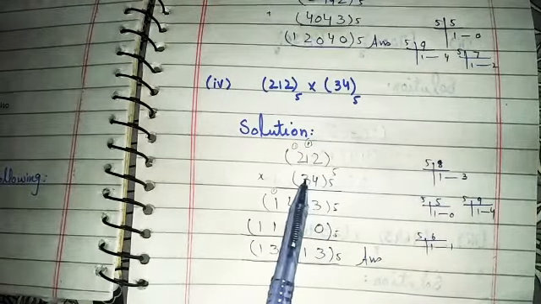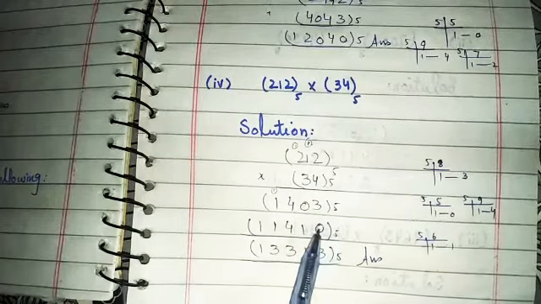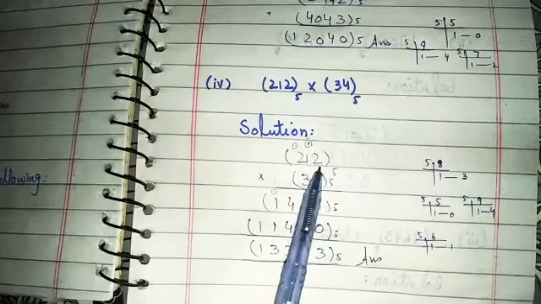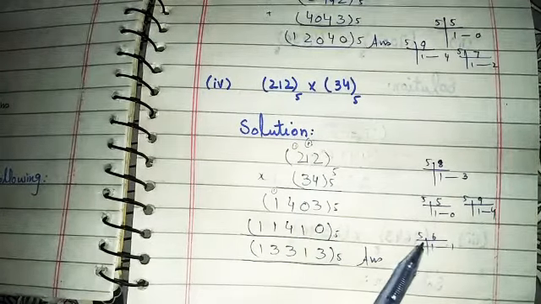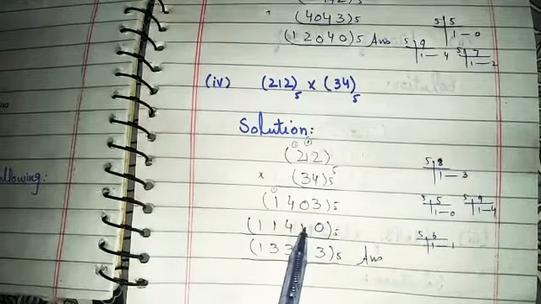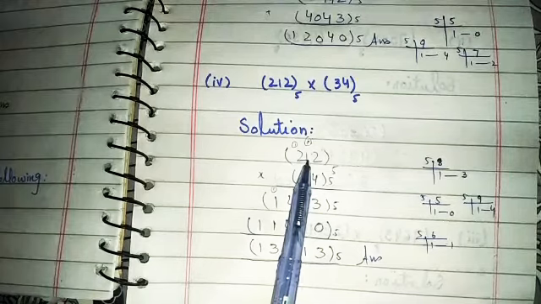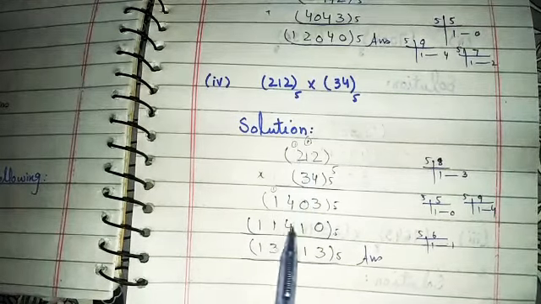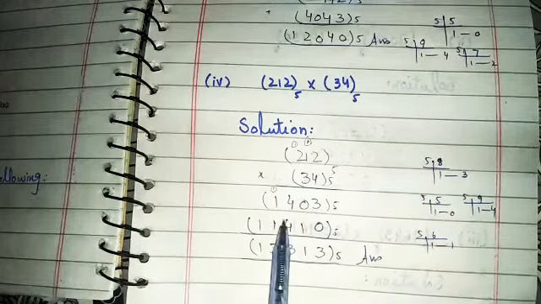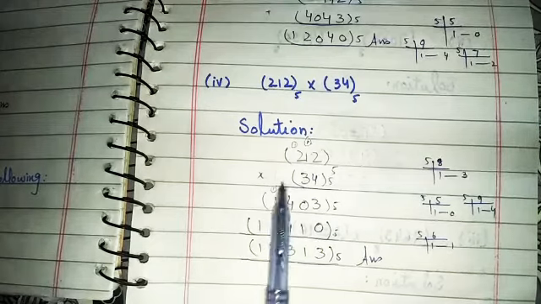Then we will multiply 3 with the digits. Firstly, we will write here 0. 3 twos are 6. We cannot write 6, so we will divide it. 5 ones are 5 and 1 is our remainder. We will write here 1 and 1 carry to the next column. 3 into 1 we got 3 plus 1 we got 4. We will write here 4 because 4 is a base 5 number system digit.